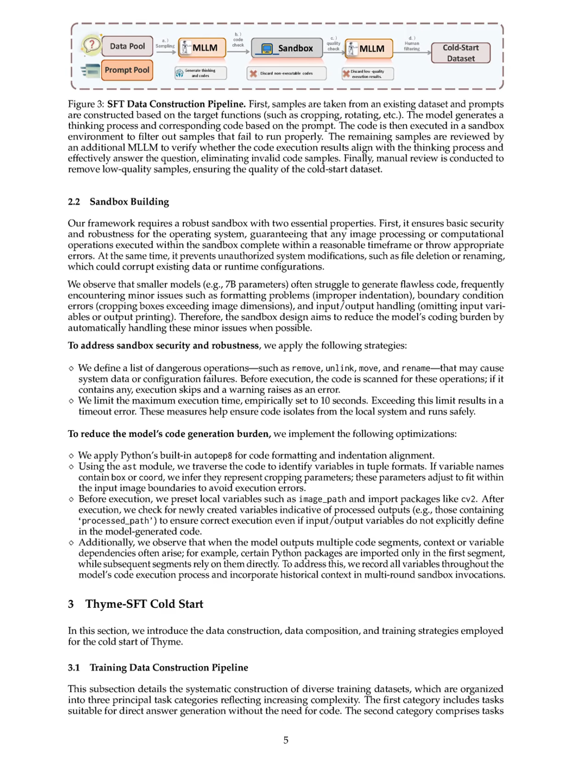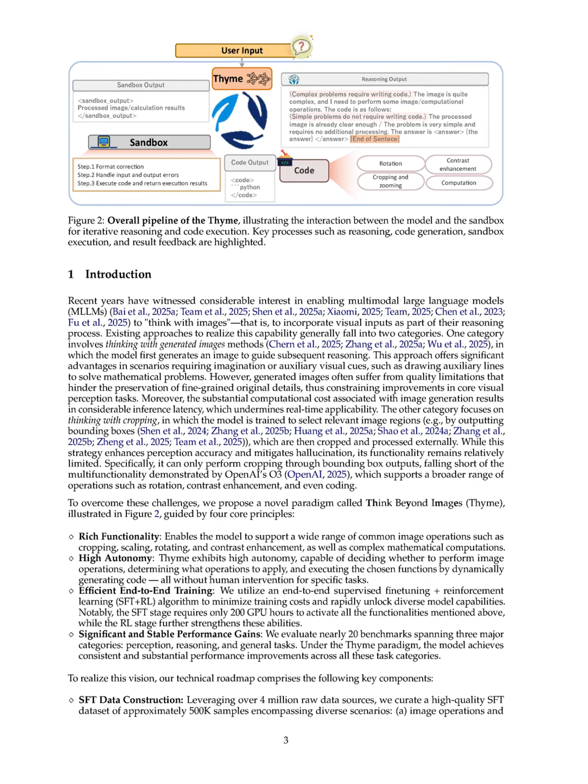The Thyme method operates through a structured pipeline that begins with user input, which consists of an image and a corresponding question. First, the model analyzes the input to generate a reasoning process, determining whether code generation is necessary based on the problem's complexity. If the model decides that code generation is required, it autonomously produces the relevant code for image operations, such as cropping, zooming, or contrast enhancement.